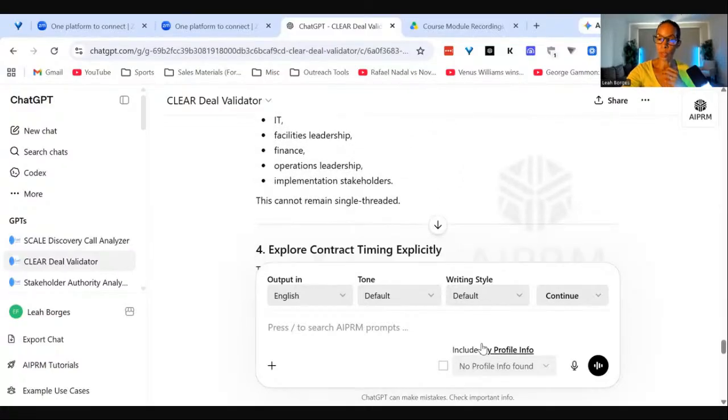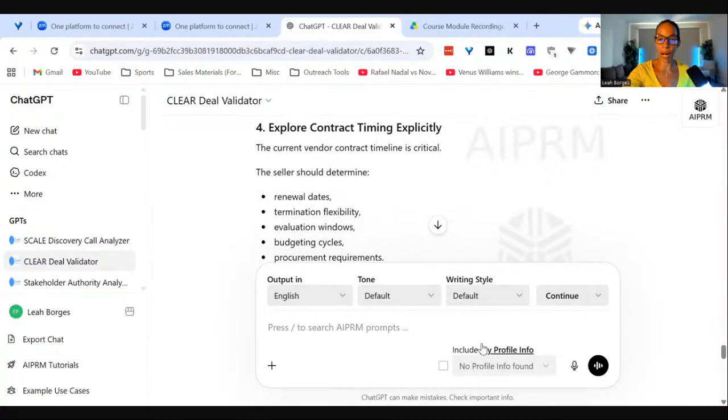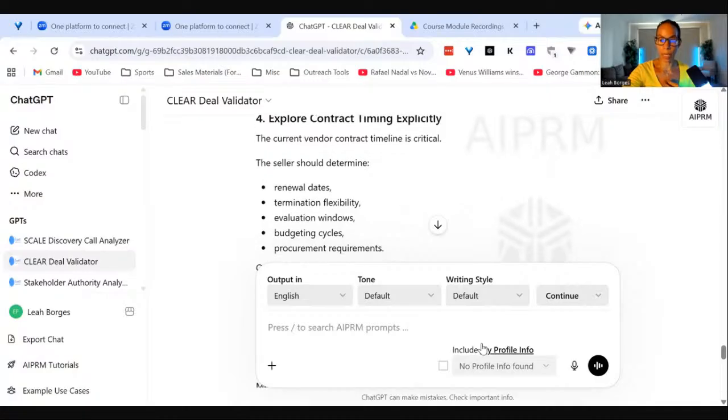Map the buying committee early. So it's giving you really valuable action steps. Explore contract timing, which is this whole thing could just fall apart. Like right now, it's not even real. It kind of is, but kind of isn't, right?